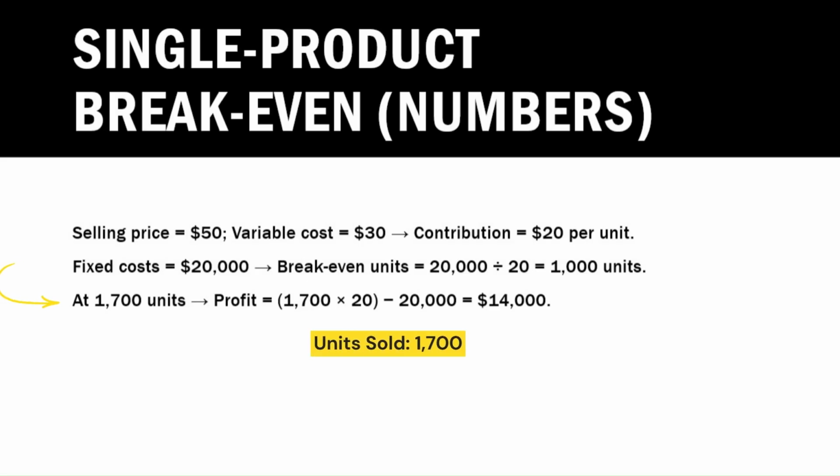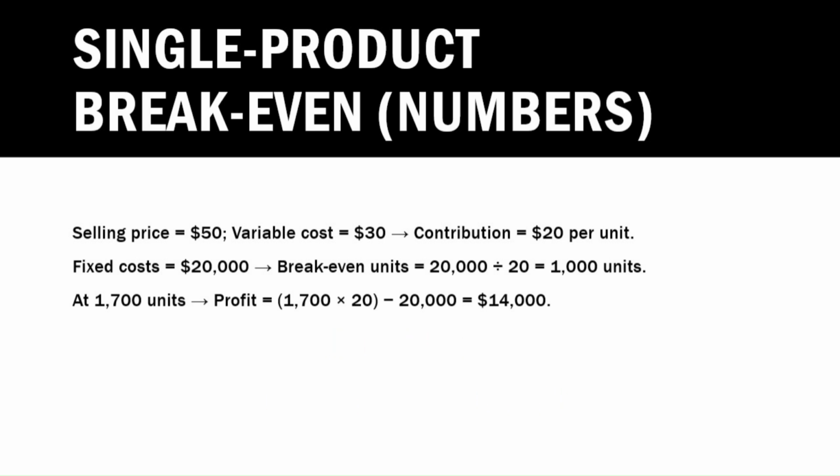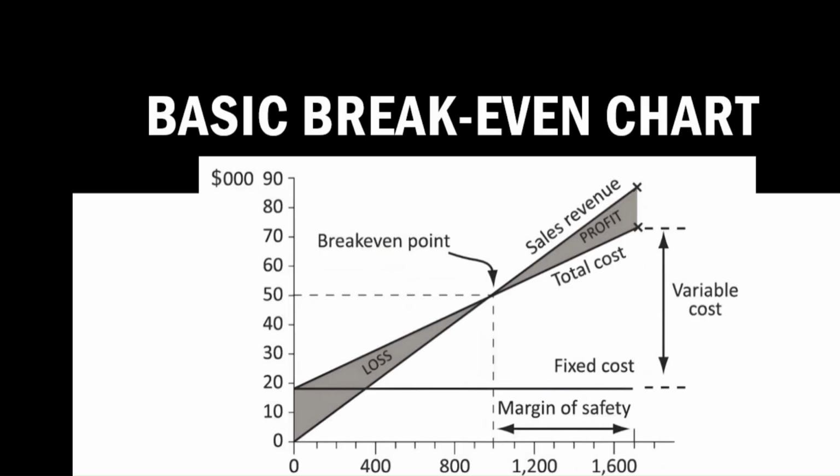If it sells 1,700 units, profit equals 1,700 times 20, less 20,000 equals $14,000. This simple example will be carried through all our charts. Basic break-even chart. Here's the classic break-even chart. The sales revenue line rises from zero. The total cost line starts at $20,000, the fixed cost.